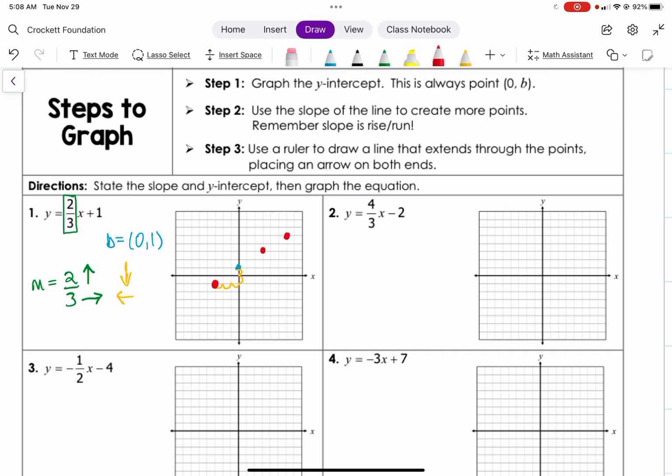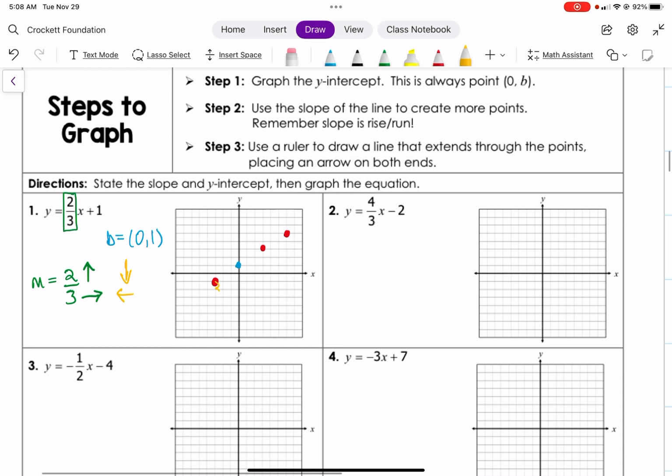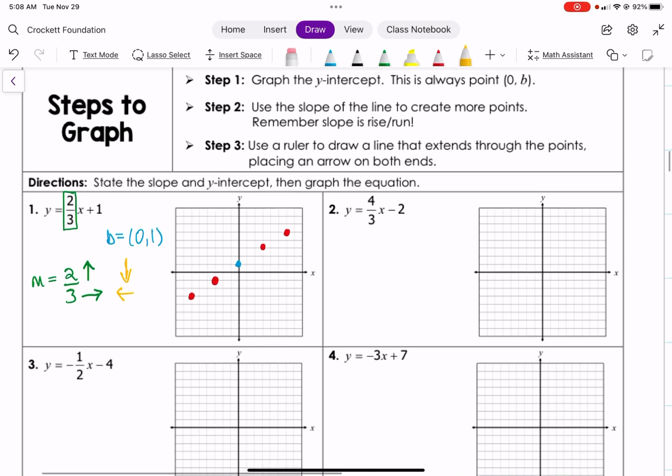Now I'm going to erase those, and I'm going to do that again. Down 2: 1, 2, and then to the left 3: 1, 2, 3. And I'm going to put my dot right there. And if I do it one more time, down 2, left 3, you see I run out of room. So now that I've used all of my graph, I go ahead and connect the dots with the line, and I have to put an arrow at the end to represent that it continues going. And that's how you graph a line.